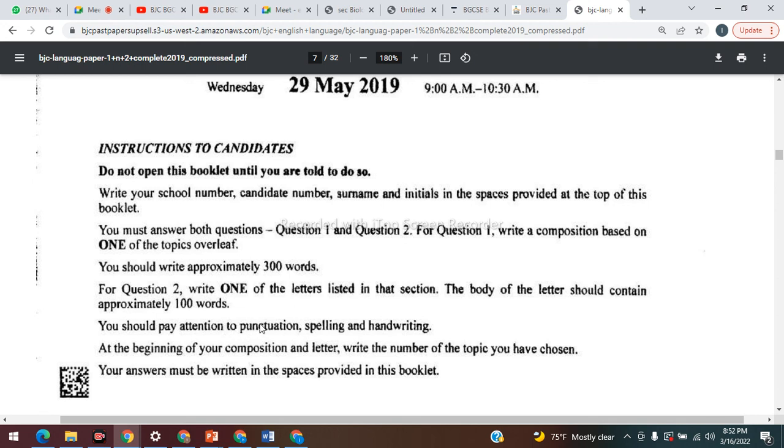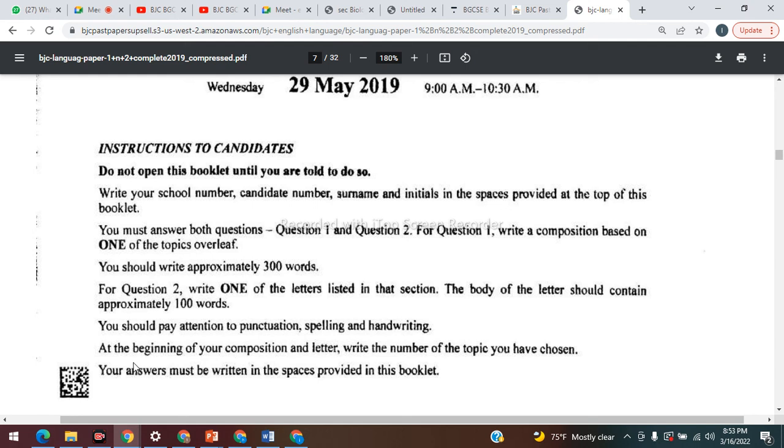Pay attention to what? Punctuation, like commas, dots, periods, question marks, spelling, and what? Handwriting. Oh my goodness, I can't stress this enough. Handwriting. Please, people. Print. Print. For heaven's sake, print.